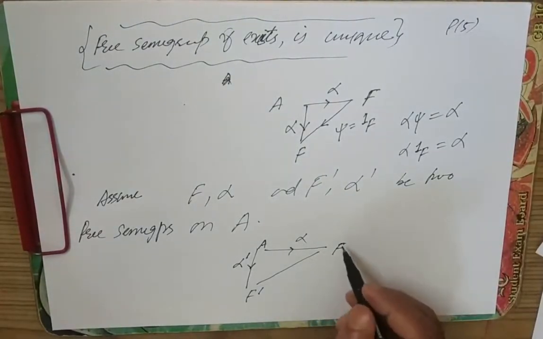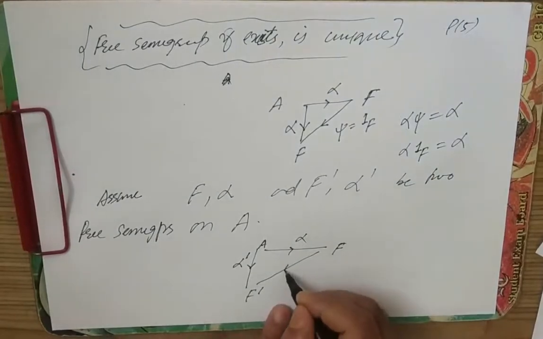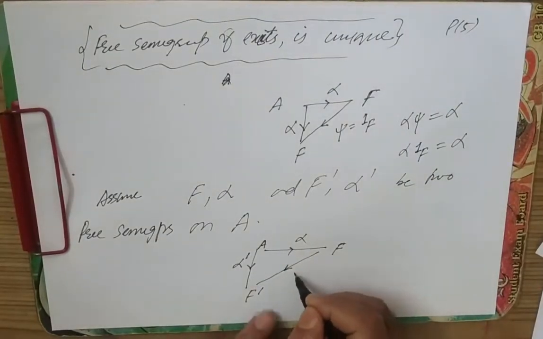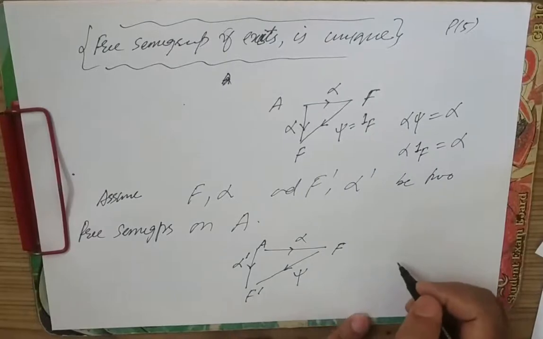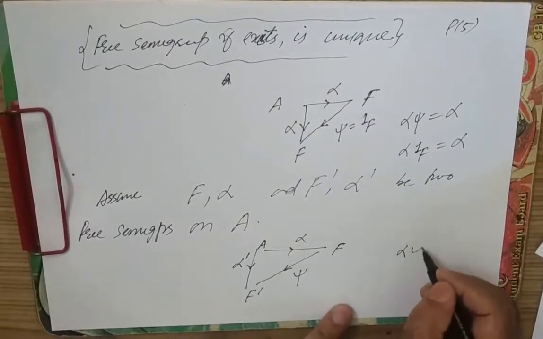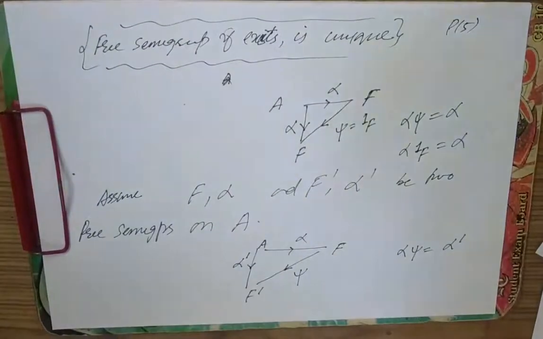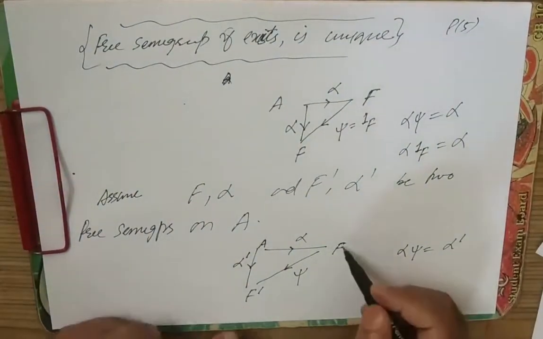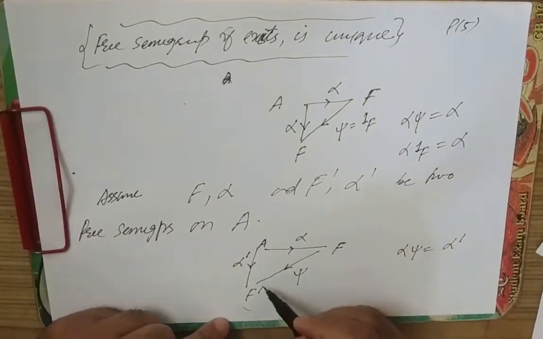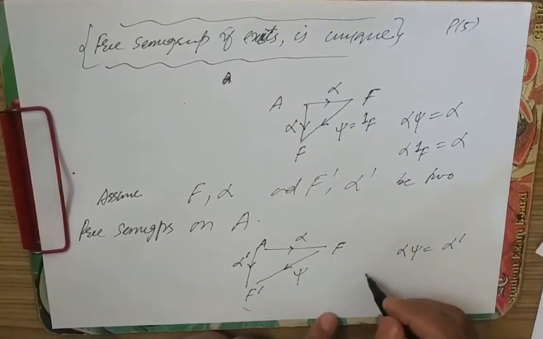By treating F as a semigroup, there must exist a unique morphism psi such that alpha psi is equal to alpha dash. Now let's swap the roles of F and F dash. I will construct this diagram now.